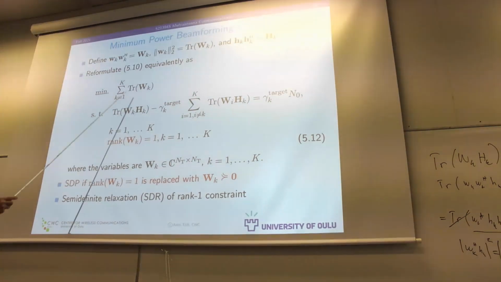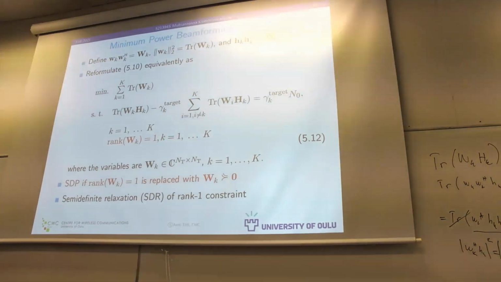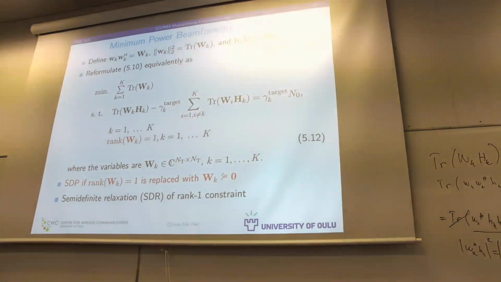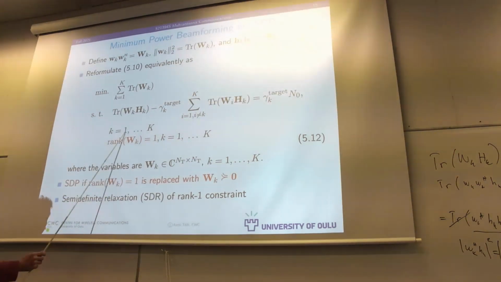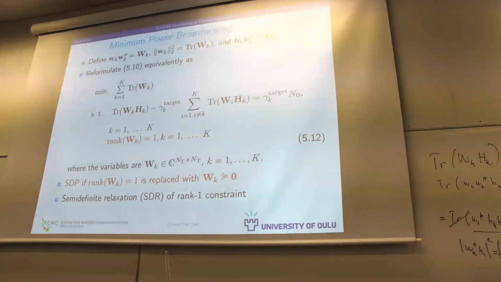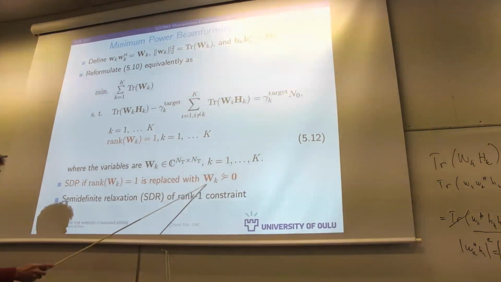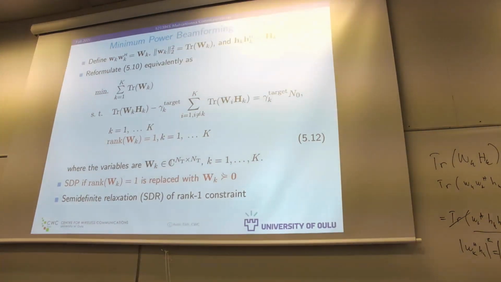The only problem here is that we assume this WK to be rank 1, and if we impose this as a constraint, it cannot be solved. But the straightforward trick that is often applied in this type of problem is to relax this rank constraint, just by assuming the rank of WK can be anything between 0 and the size of the matrix.